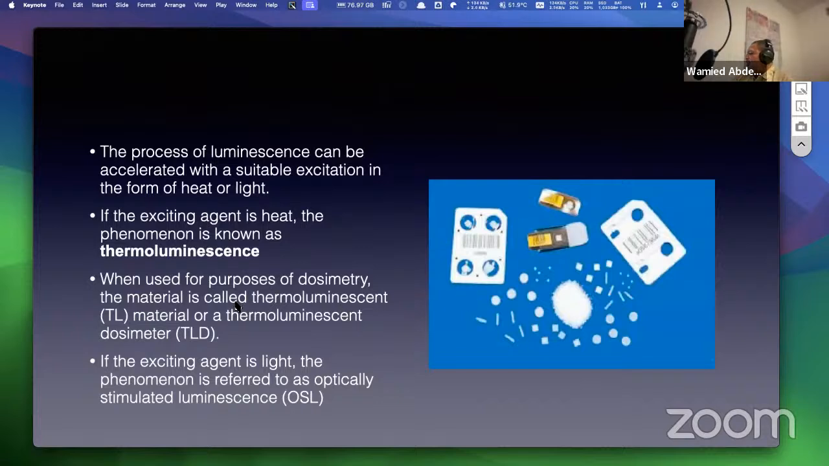So when used for the purpose of dosimetry, the material is called the thermoluminescent material and the thermoluminescent dosimeter, TLD. If the exciting agent is light, then the phenomenon is referred to as optically stimulated luminescence, OSL. So OSLD is an optically stimulated luminescence dosimeter, and I think they're becoming popular in the clinic.